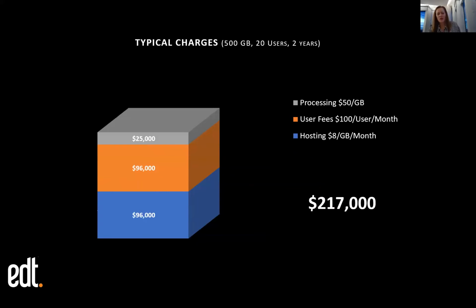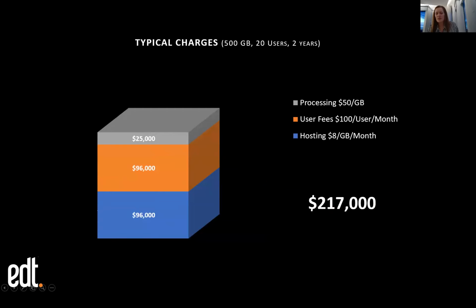And generally, ballpark, the response was that it's pretty common now to pay around $8 a gig per month for a case that has something like 500 gigs of data being hosted, about $100 per month per user for user fees, and processing varies significantly, ranging from 50 bucks a gig through to 150, depending upon the options that are made available.